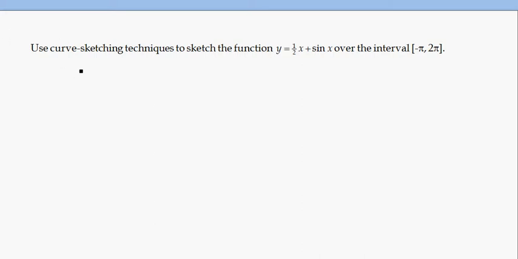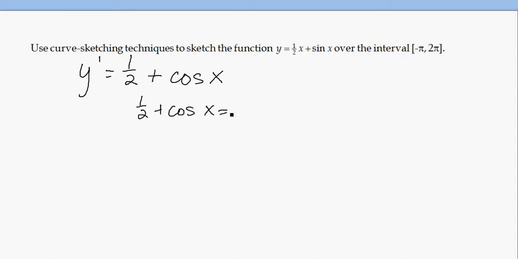If y equals 1/2 x plus sine x, then y prime equals 1/2 plus the derivative of sine, which is cosine x. Now, if we want to find critical points, those are going to be points where the derivative is either 0 or undefined. Notice that since cosine of x is never undefined, 1/2 plus cosine of x is never undefined. So we really just need to find where 1/2 plus cosine of x is equal to 0.